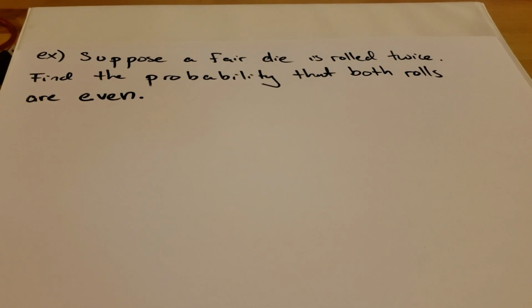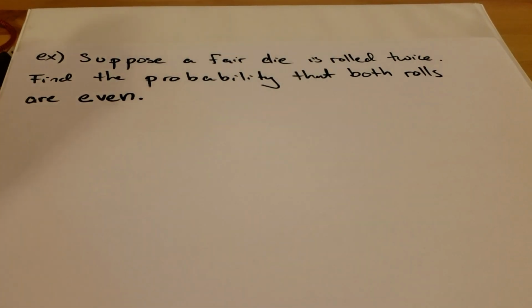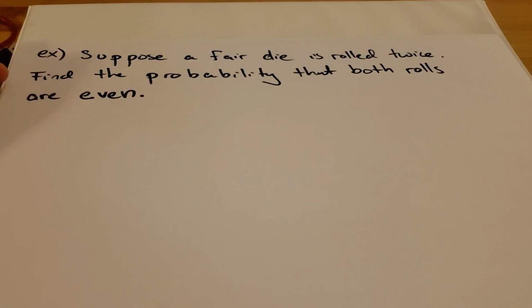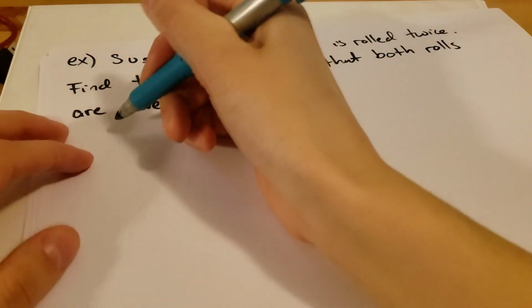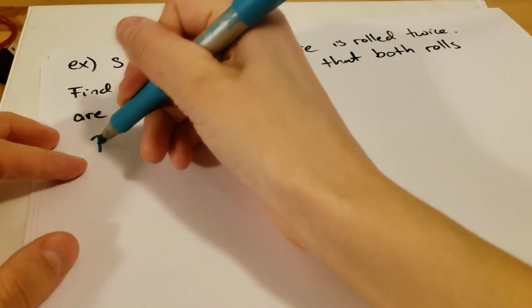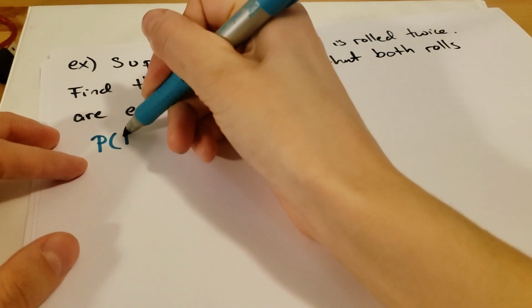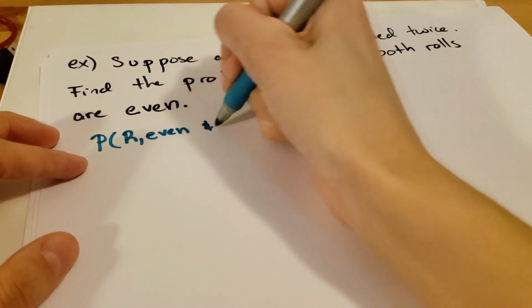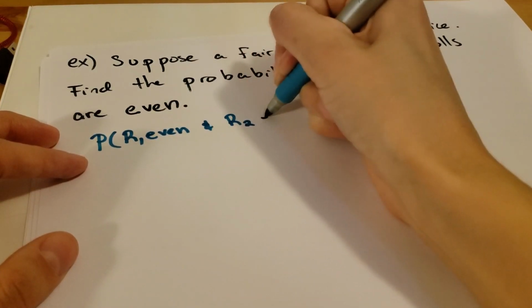Let's look at an example now. Here we're being told that we have a fair die and we're rolling it twice. Now we want to find the probability that both of the rolls are even. So we're looking for the probability that roll 1 is even and roll 2 is even.